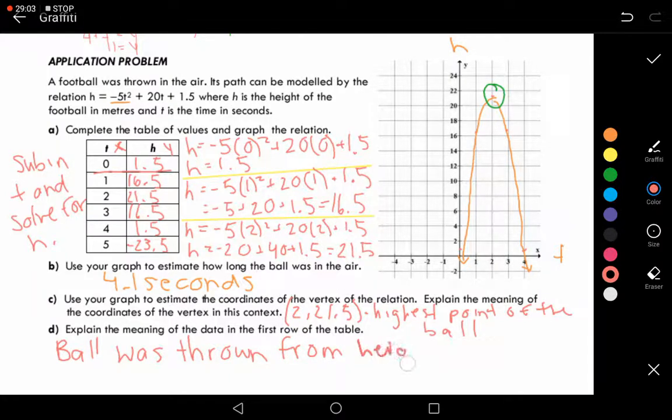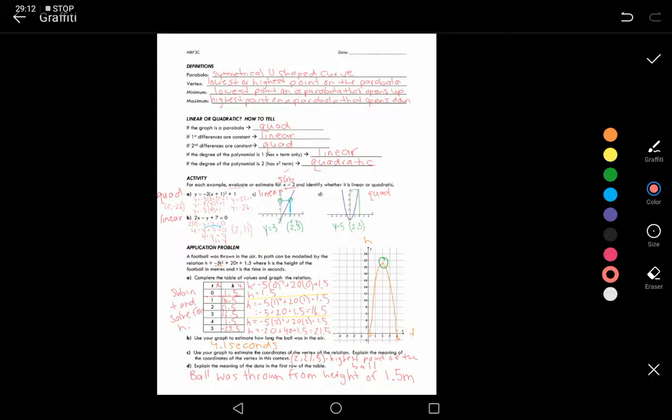Ball was thrown from a height of 1.5 meters. Okay, and this is the end of our first lesson of our second unit on quadratics.